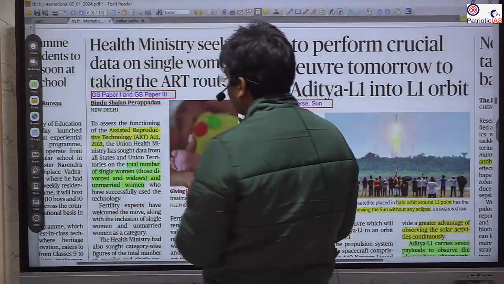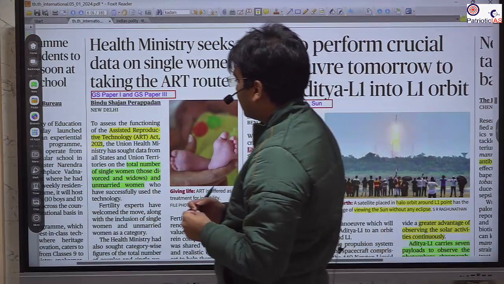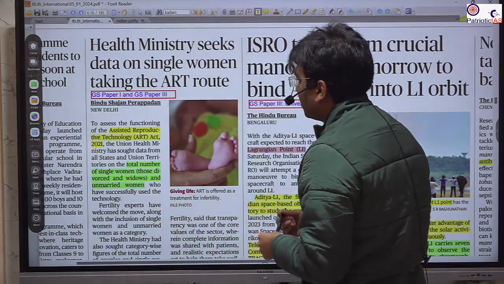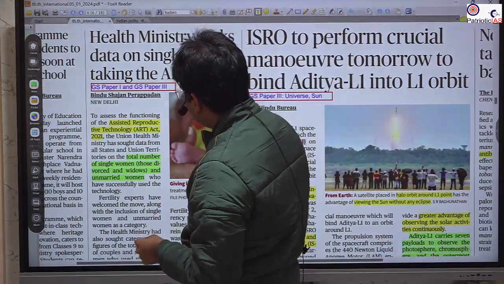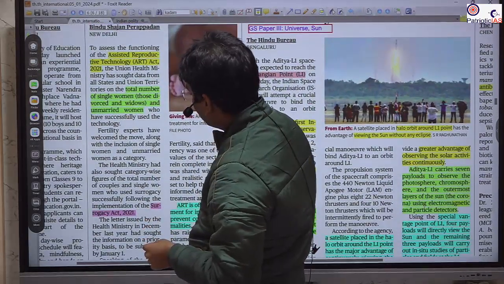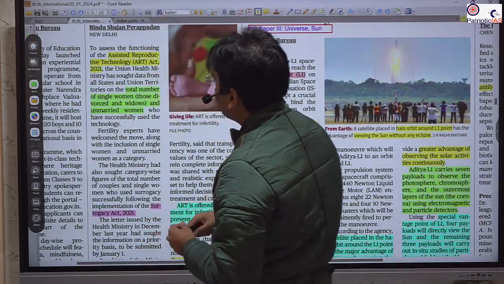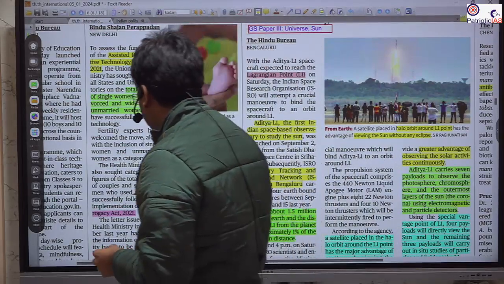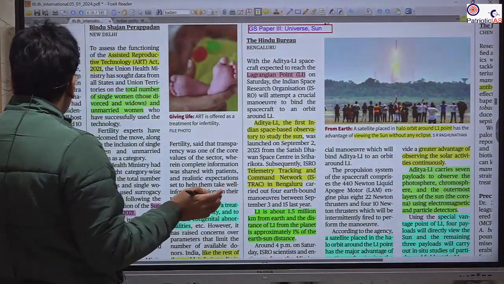This article, particularly the news, is associated with the Assisted Reproductive Technology Act 2021 and the Surrogacy Act. You should know the difference between the Assisted Reproductive Technology Act and the Surrogacy Act. They are related to each other.